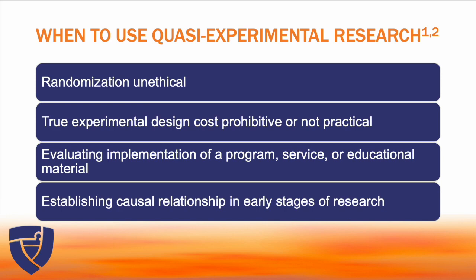Evaluation of a new program, service, educational material, or workflow can also be difficult to randomize or have a control group. When a service is being implemented across a department, randomization is often not feasible. Lastly, first performing a quasi-experimental research study can start to establish a causal relationship and may produce data that would support funding for a larger RCT.